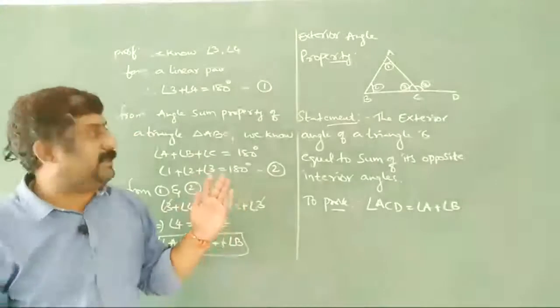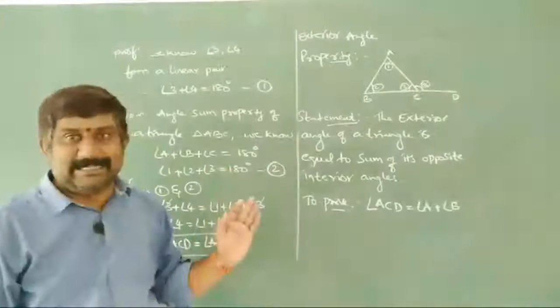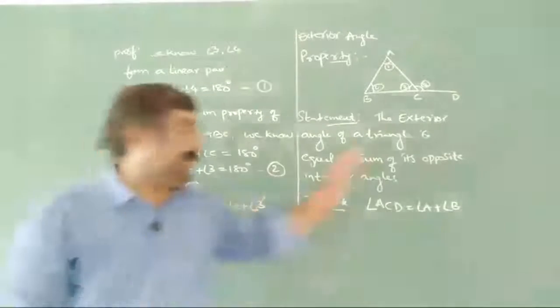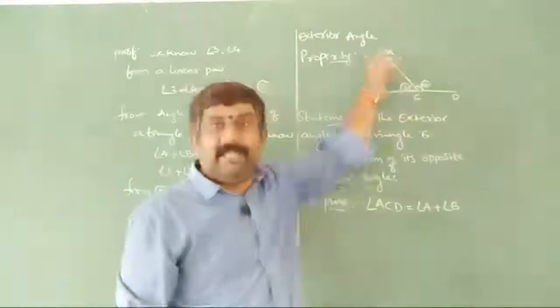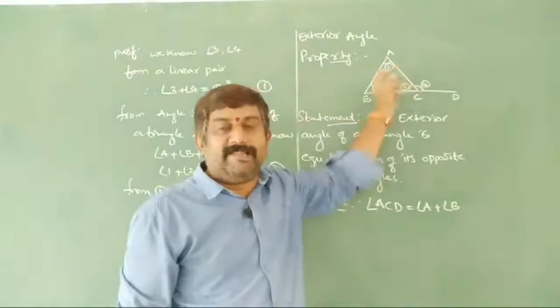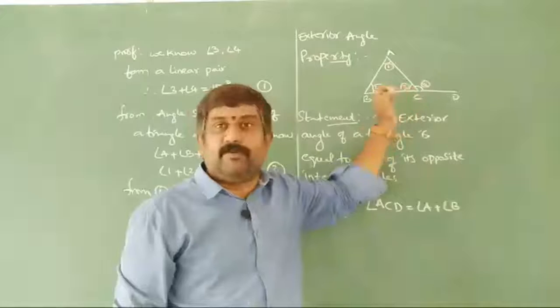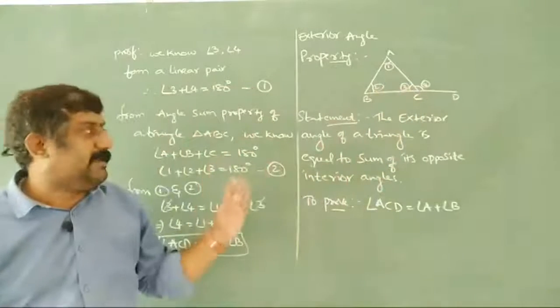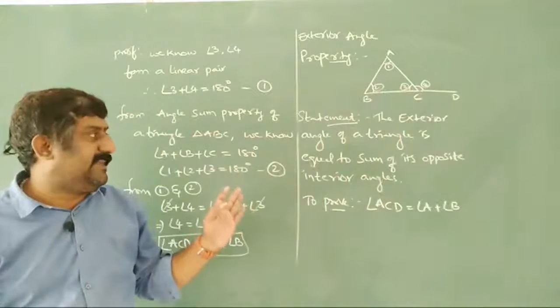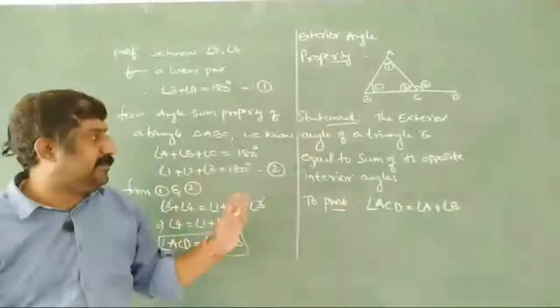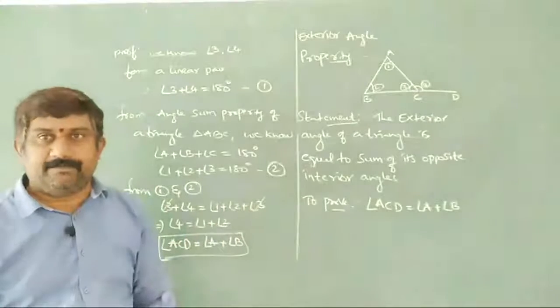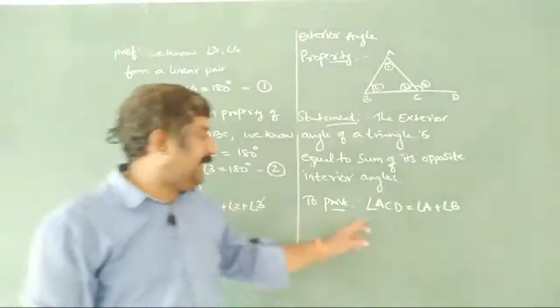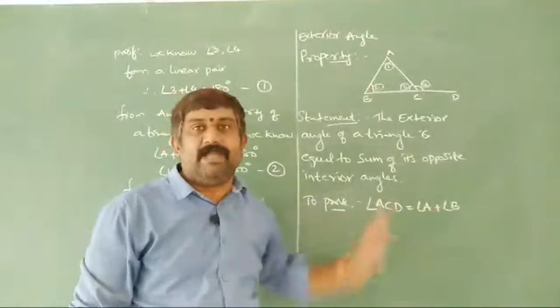The exterior angle property is what we can say here: the exterior angle of a triangle, of course I am taking it at C, though we may take it at A or B, is equal to the sum of its opposite interior angles. So we can say the exterior angle of a triangle is equal to the sum of its opposite interior angles. That means what we should prove here is ACD is equal to A plus B.